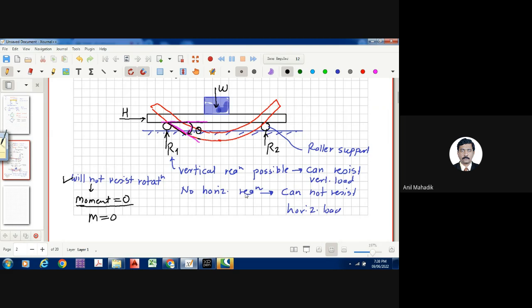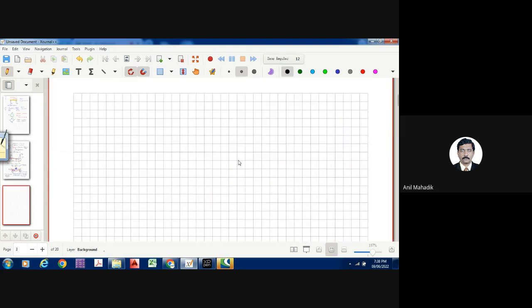Then no horizontal reaction means, and no vertical reaction is possible. So these vertical reactions are there, right? But there are no horizontal reactions because there is no support to this support, the roller, okay, to the right direction. Now let's see a second example of the roller support itself, a smaller example.